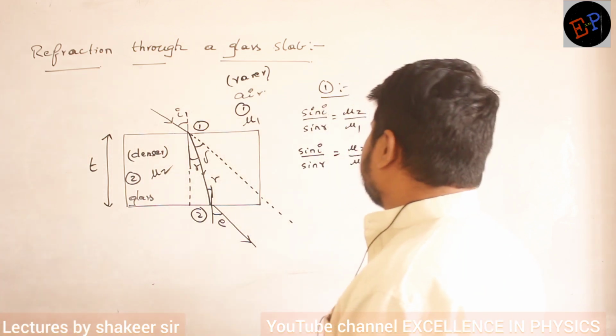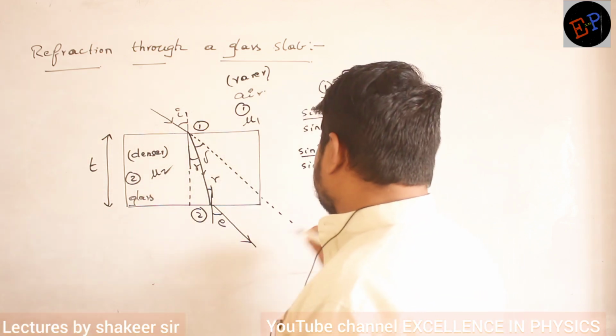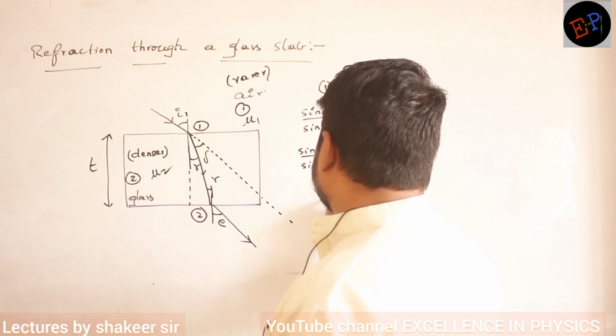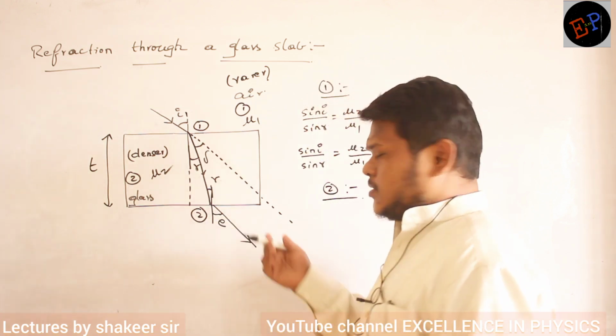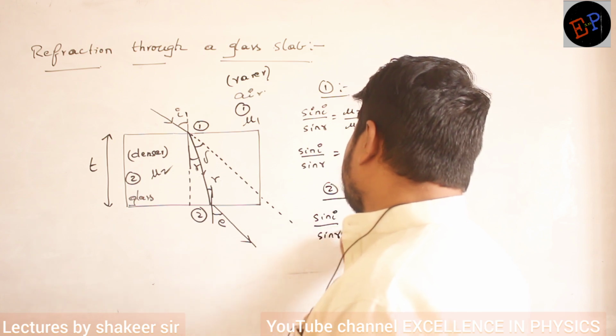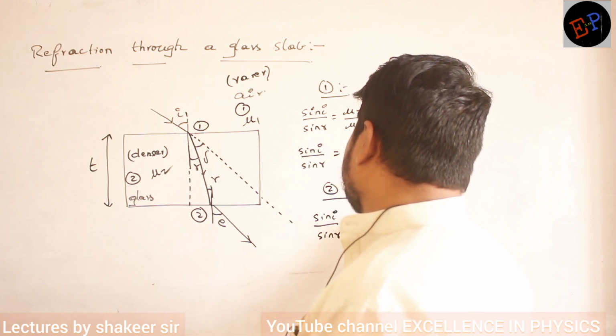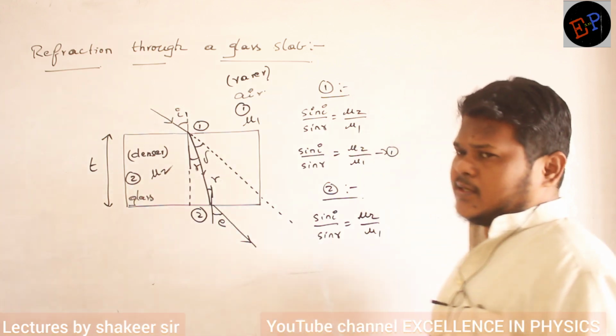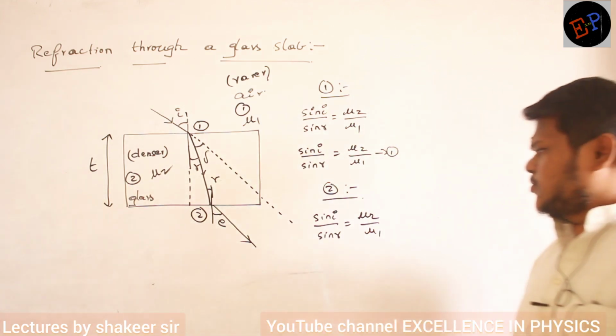Okay, fine. Now let us apply the same Snell's law at the second interface. This is my second interface. So here also if I apply, sin I divided by sin R is equal to mu2 divided by mu1. Now here can you say what is I, what is R, what is mu2, what is mu1?